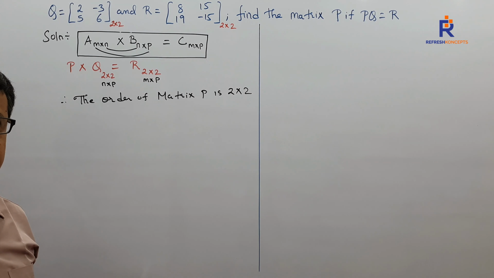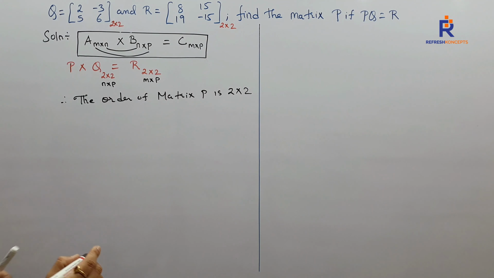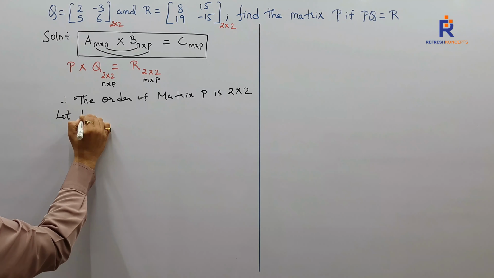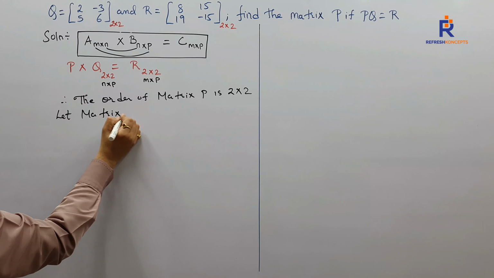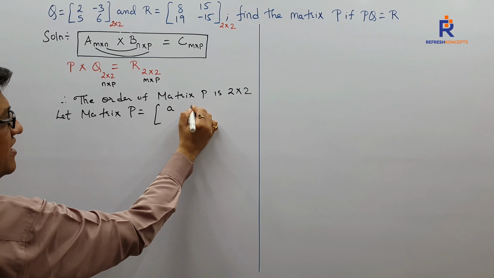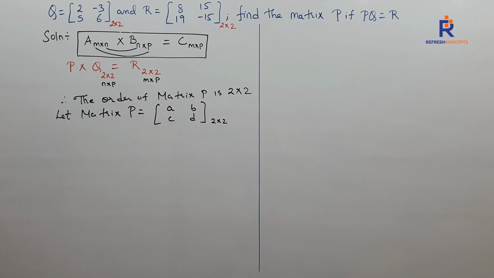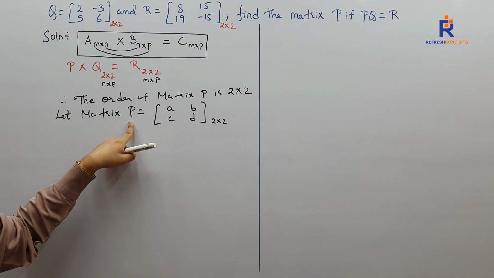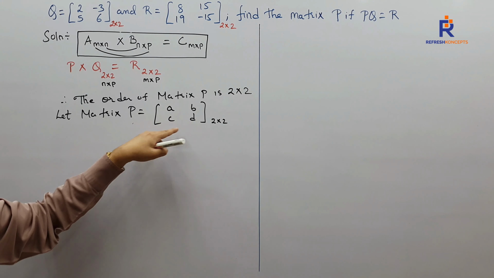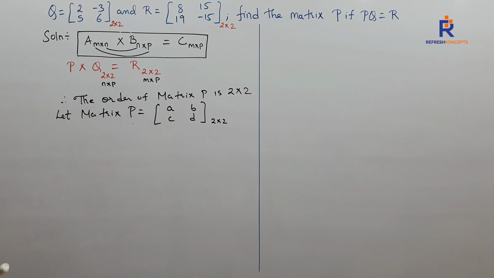Are you getting me? Right? Now we need to find out matrix P, and it is not being given, so we have to initialize it. Since I know the order is 2 by 2, let matrix P be of the order 2 by 2. How many elements should we have? 4: a, b, c and d. In short, we need to find the elements a, b, c, d.